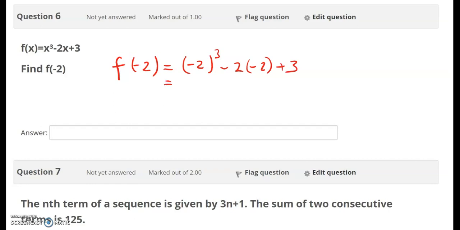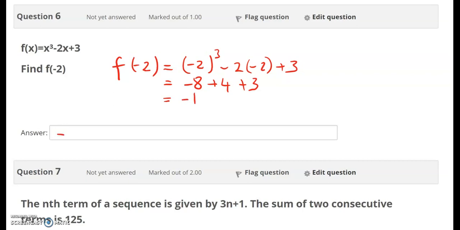So minus 2 cubed is equal to minus 2 times minus 2, which is 4, times minus 2, which is minus 8. Minus 2 times minus 2 is 4, so plus 4 plus 3. So minus 8 plus 4 is minus 4, plus 3 is minus 1.